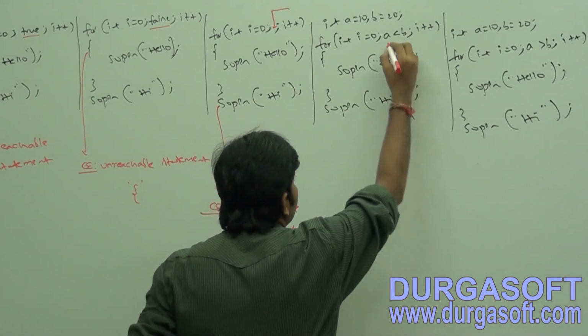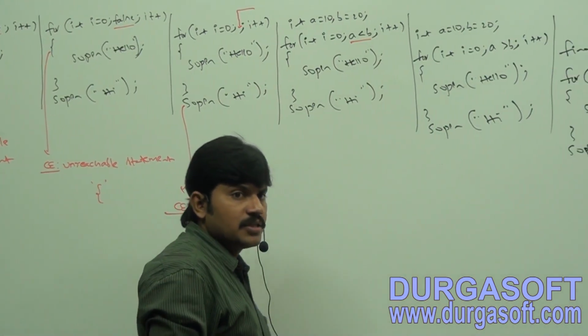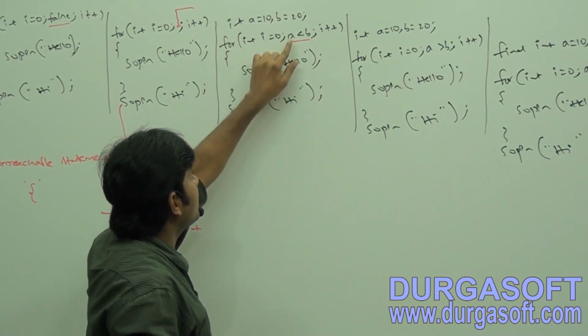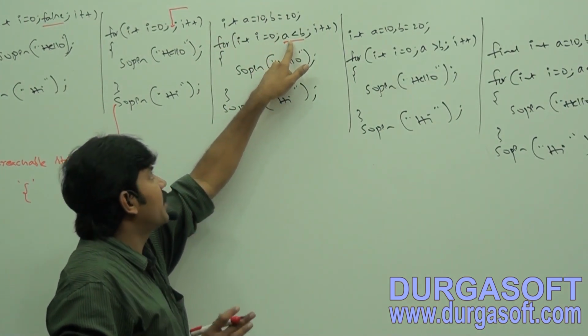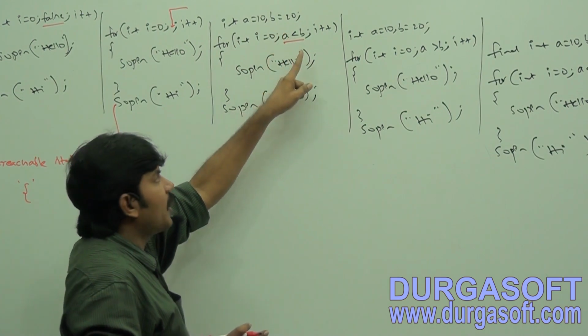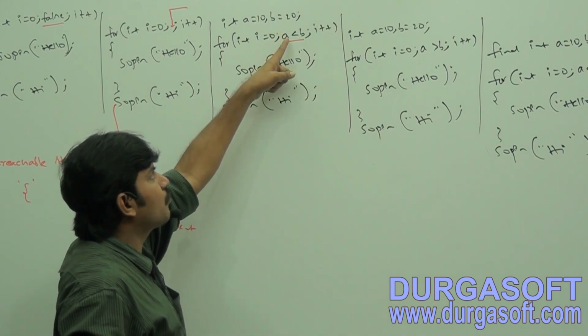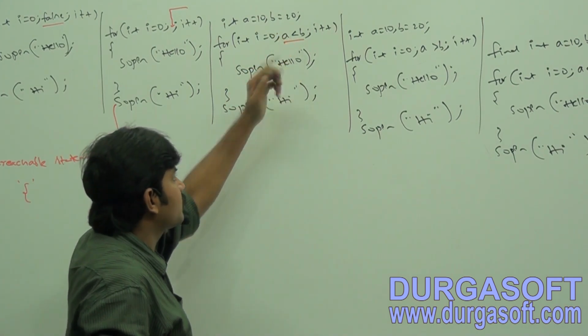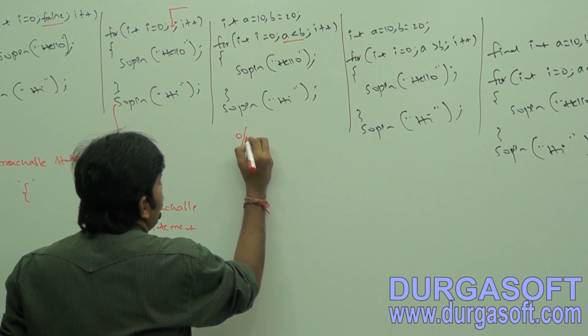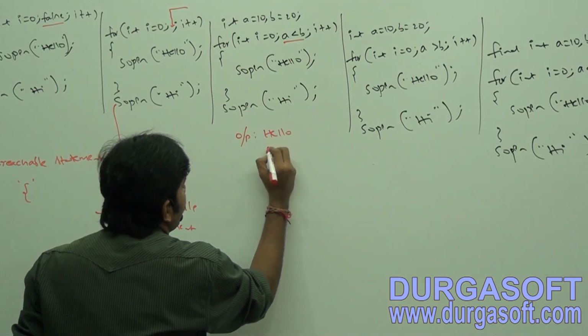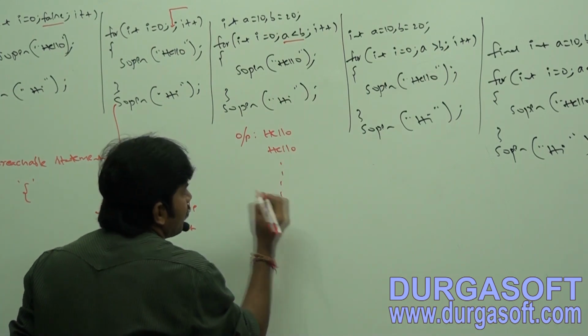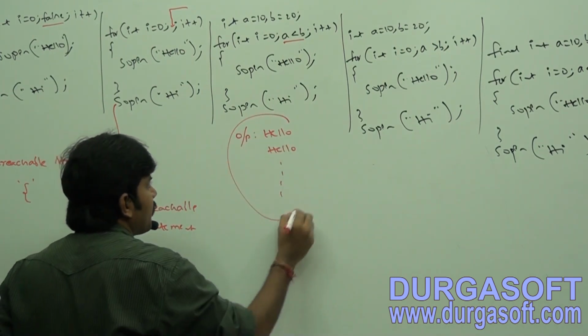Next, is it true or false? True. But compiler doesn't know it is true, because they are normal variables, right? If normal variable, compiler doesn't know, it compiles. But at runtime, is it true or false? True. That's why the output hello is going to be printed an infinite number of times.